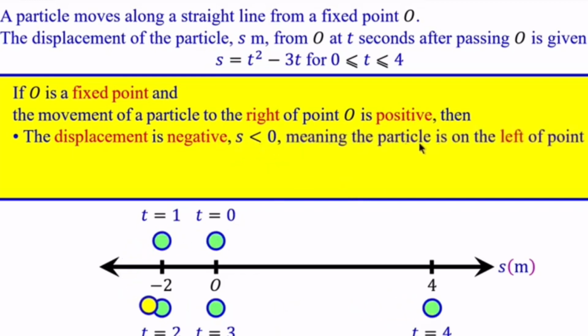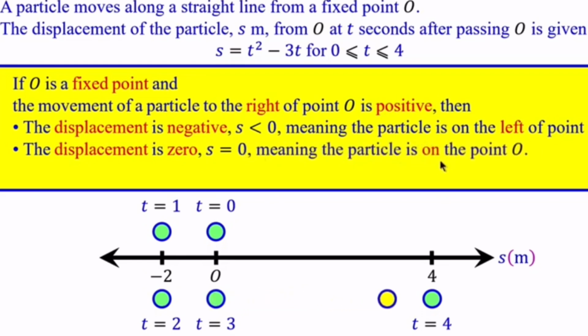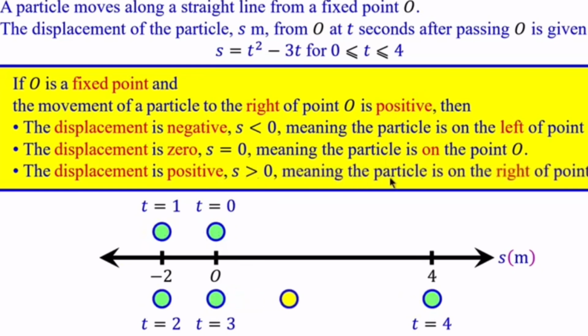It means the particle is on the left of the reference point, the fixed point. When the displacement is 0, it means the particle is at the original point, the fixed point O. When the displacement is positive, s is more than 0, which means the particle is on the right of the reference point O.